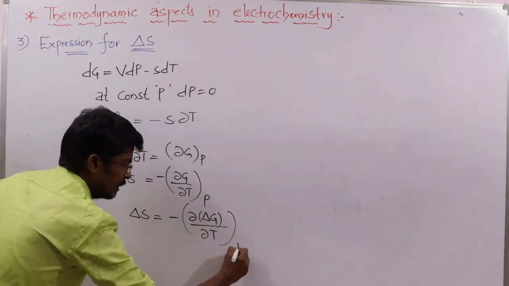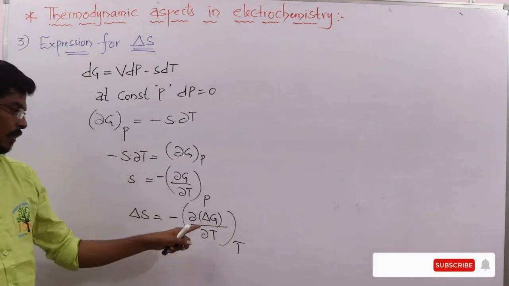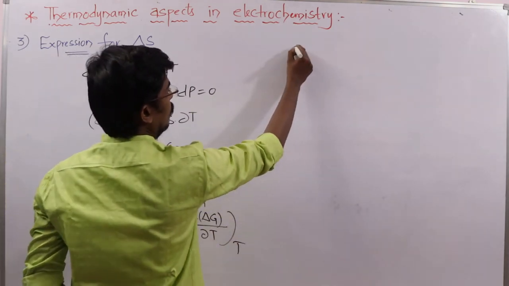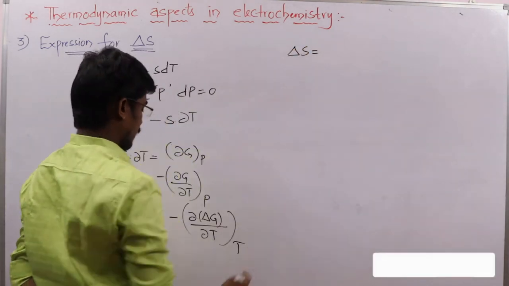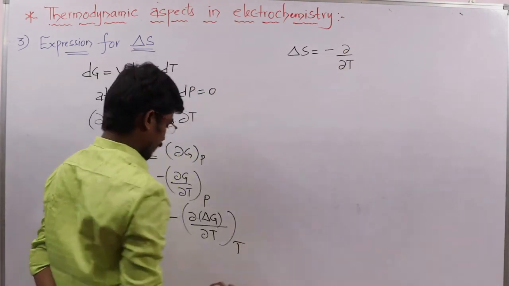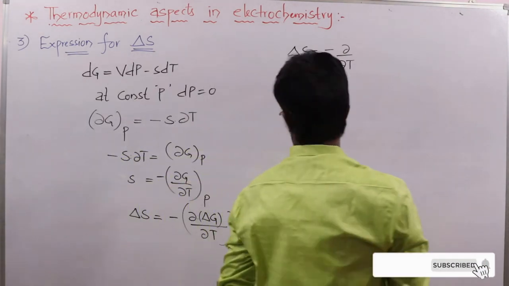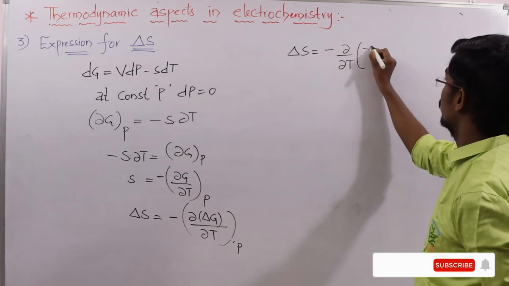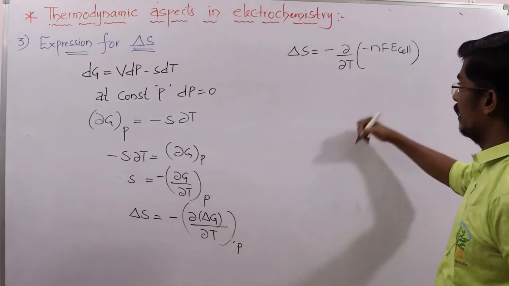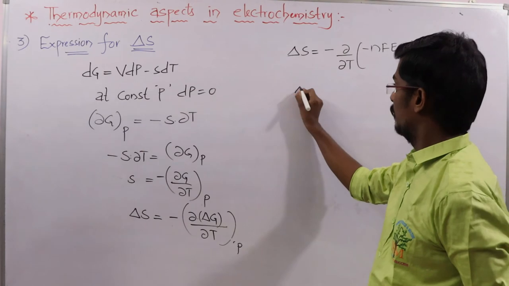Now I am given that delta G is equal to minus nFE cell. When I substitute this, delta S is equal to minus dou by dou T of delta G, and delta G is what we have been given, minus nFE cell. Finally, negative negative gives positive.